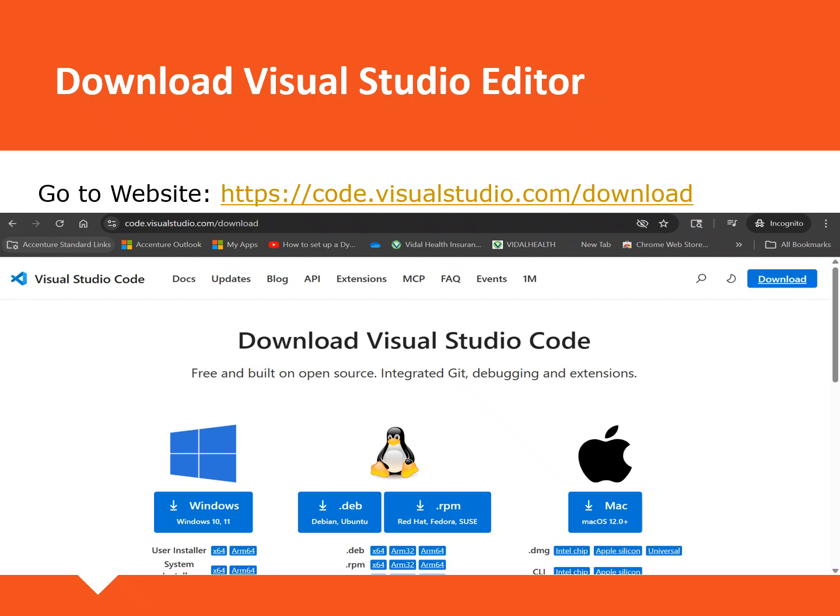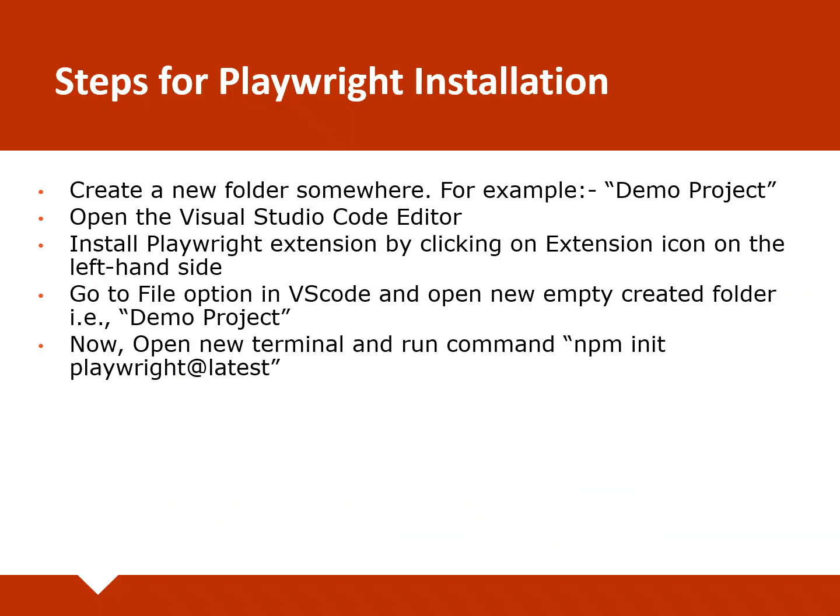To download the VS Code editor, you can go to code.visualstudio.com and download VS Code on your system. Once you have completed the download, create a new folder somewhere on your local machine where you keep your new project. For example, I will call it demo project. This empty project will be our future framework.